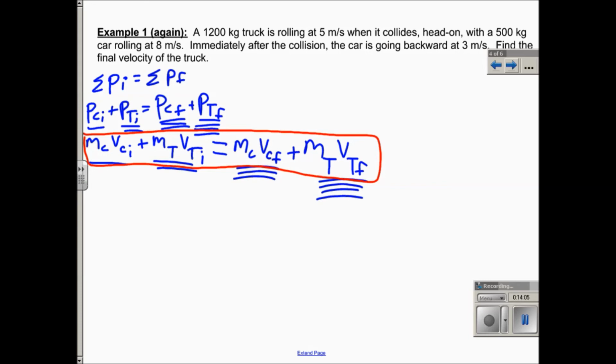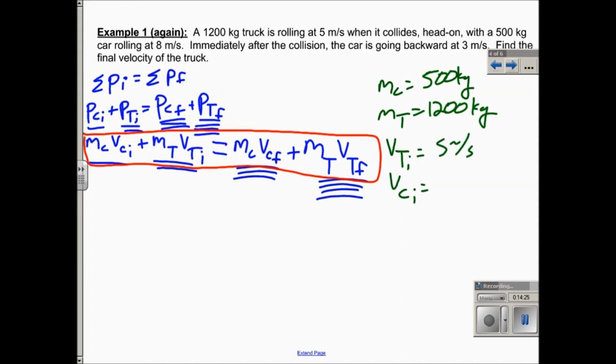All right? So, in this problem, let's take a second to write down what we know. So, here's what we know. We know the mass of the car is 500 kilograms. We know the mass of the truck is 1,200 kilograms. We know the velocity of the truck initially was 5 meters a second, and the velocity of the car initially is -8 meters a second. We know the velocity of the car after the collision is 3 meters a second, and we're looking for the velocity of the truck after the collision.